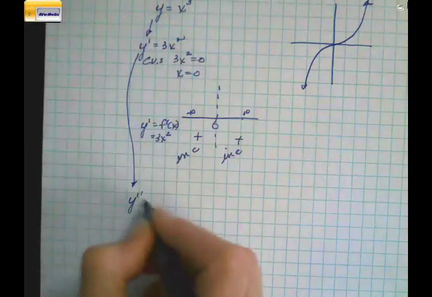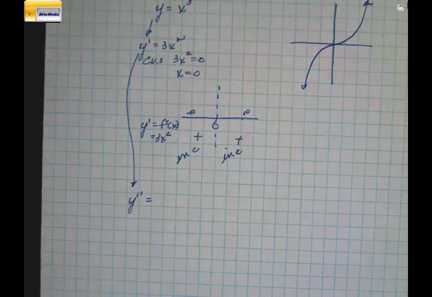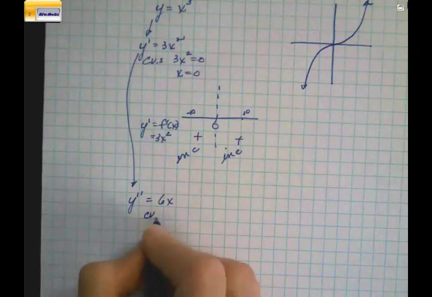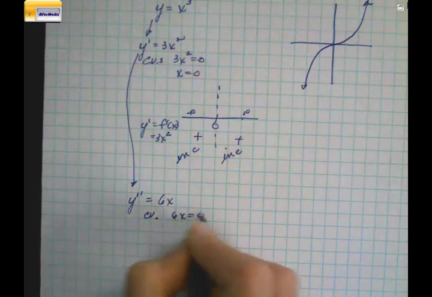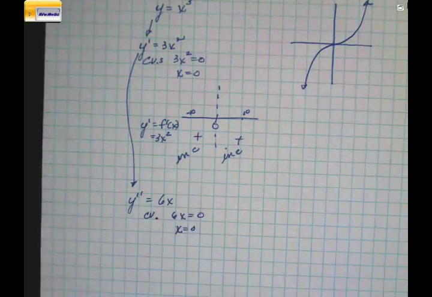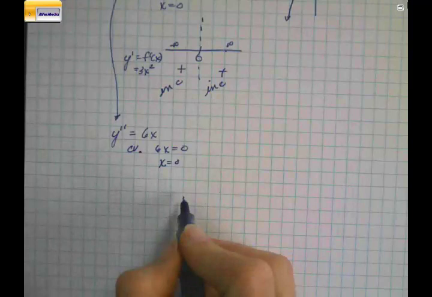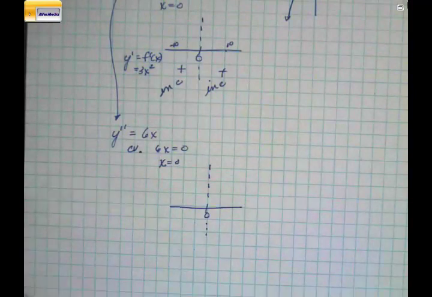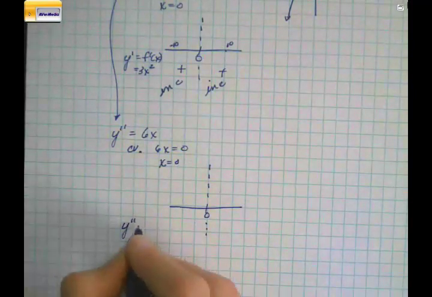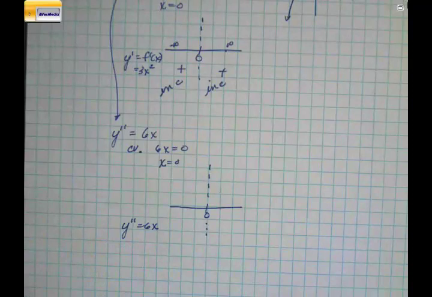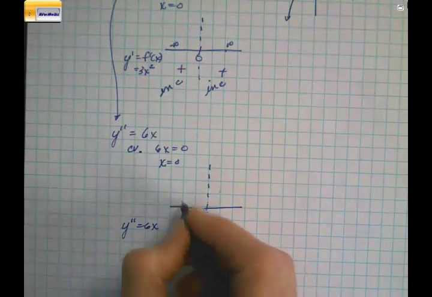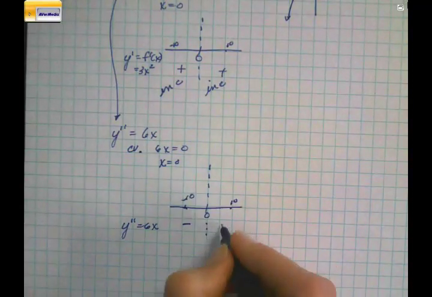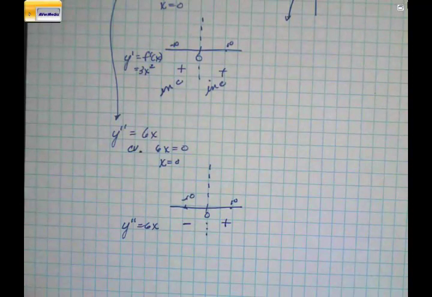Now let's talk about the second derivative, y double prime. The derivative of 3x squared is 6x. If I want to know the critical values of the second derivative, I set 6x equal to 0, which means a critical value of the second derivative is where x equals 0. If I create a sign chart, I put that critical value of 0 in. And remember, you're looking for the sign of y double prime, which is 6x. If you pick a number like negative 10, that's a negative 60, which is negative. And if you pick a number like positive 10, that's a positive 60, which is positive.